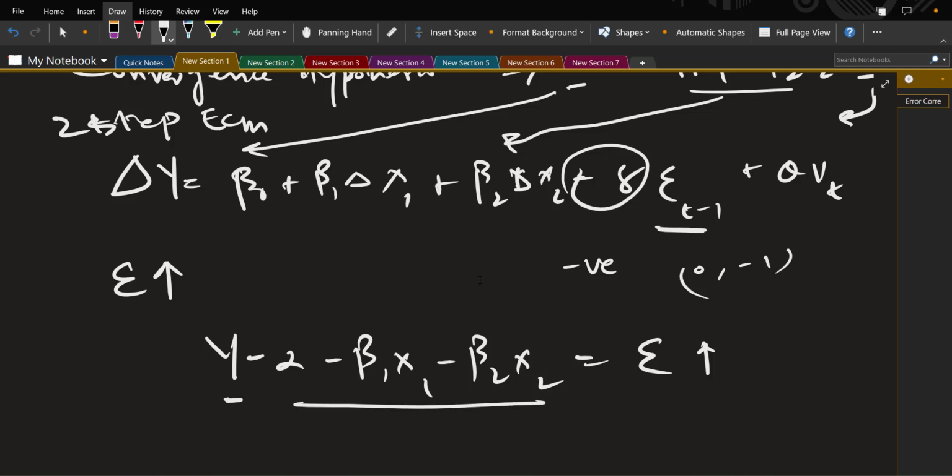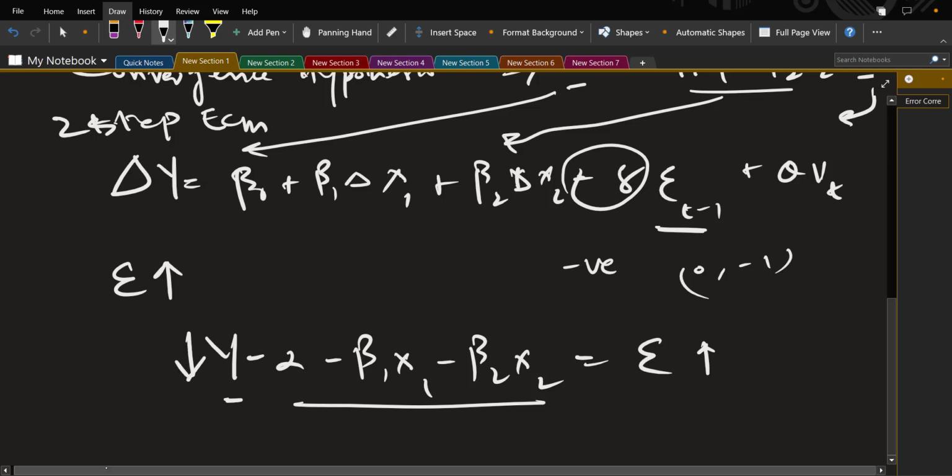equation is balanced. So if errors increase, it means the difference between this and this is increasing. If the equation is converging, then the difference must be reduced. How will it reduce? y must reduce. So reduction in y can be seen as a change in y. So if the equation is converging, then your coefficient should be negative. So this is the method of two-step ECM.